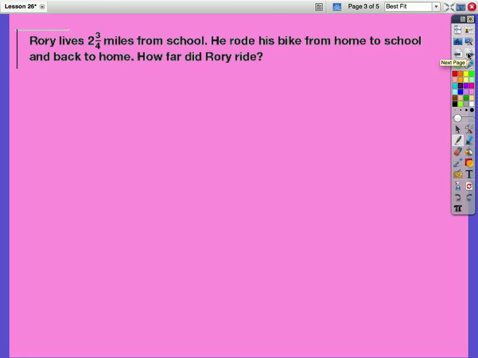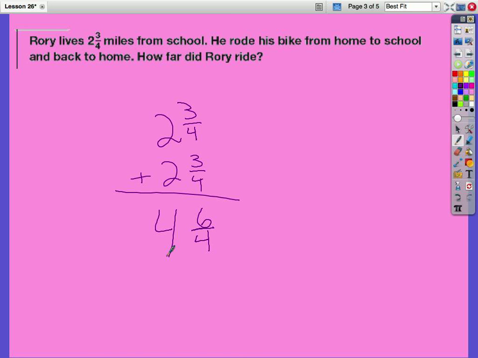Next example, Rory lives 2 3/4 miles from school. He rode his bike from home to school and back to home. How far did Rory ride? Well, one way was 2 3/4 miles. And then coming back was 2 3/4 more miles. So we're going to need to add them together. My denominator is the same here, so it's going to stay the same down here. Add the two top numbers. 3 plus 3 is 6. Now I work on my whole numbers. That's 4. So I have 4 and 6/4.